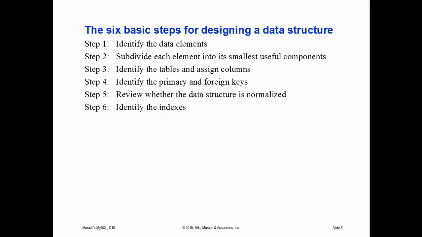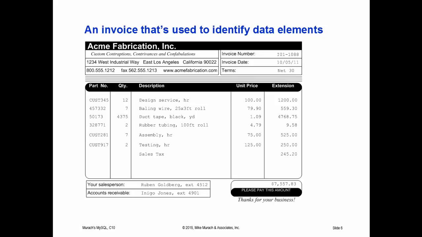From there, we go on into step 3, and we identify our tables, and we start to go in and assign our columns. Step 4, we're identifying our primary keys and our foreign keys. Step 5, and this is the one that can take quite a long time, because in there we're figuring out whether or not what we've been working with is normalized or not. And then finally we go in and we identify the different indexes that we might need. So that's what this chapter is about.